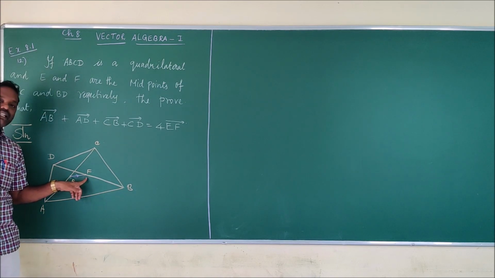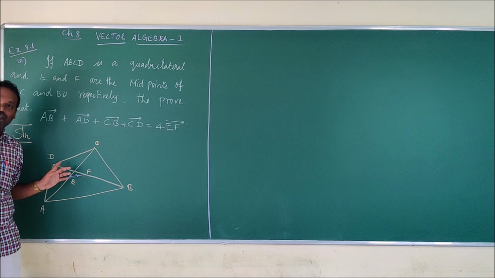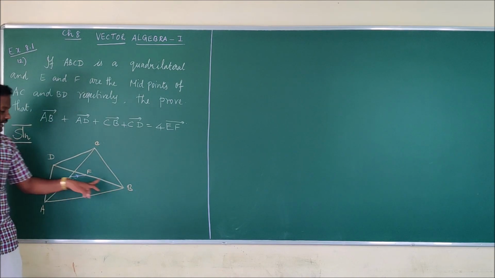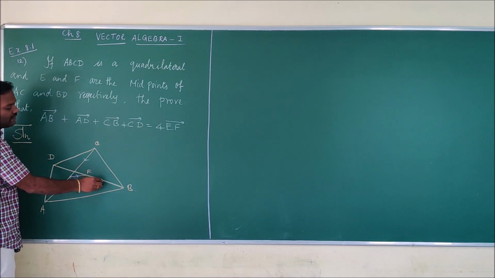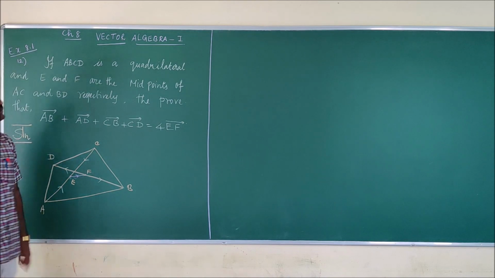Also, F is the midpoint of the diagonal BD. Since F is the midpoint, the distance FB is equal to the distance FD. Both AE and CE are equal since E is the midpoint, and here F is the midpoint, so the distance FB is equal to the distance FD. This is what you have to take from the diagram. Let me start the proof.